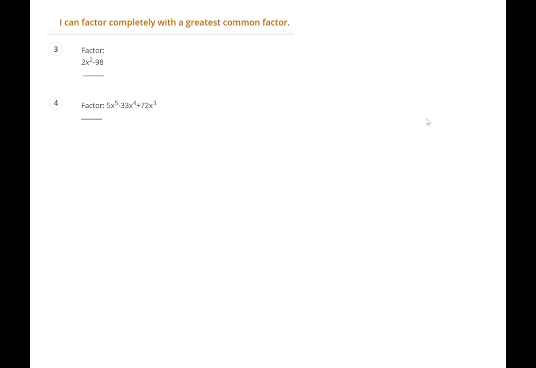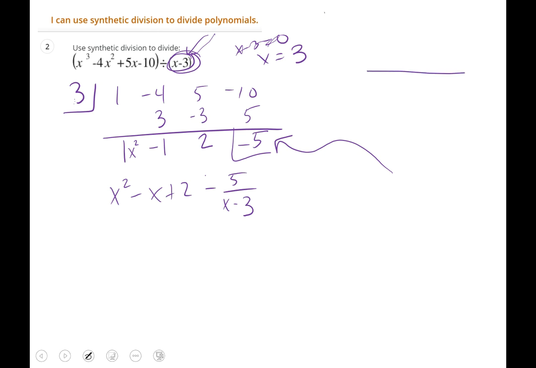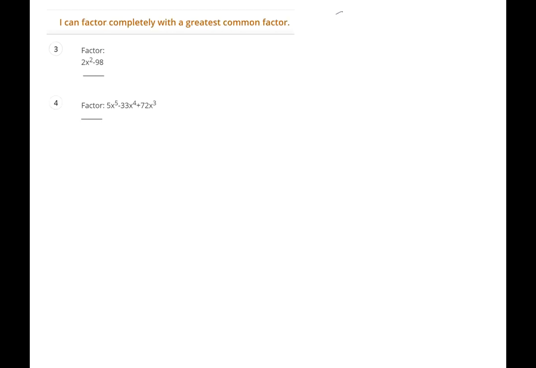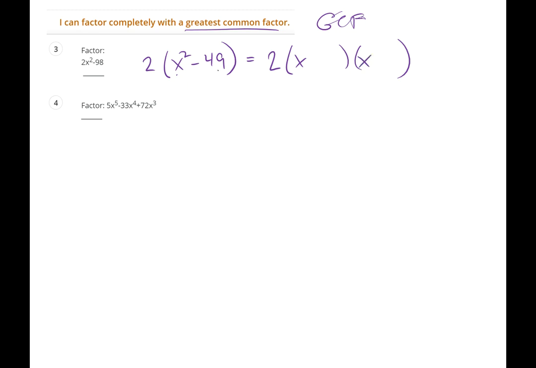All right, we're going to factor completely. So the first thing we always look for in factoring, the first rule of factoring, is a greatest common factor. It even says that right there. So looking at this first one, it looks like my greatest common factor is 2, and I'm left behind with x squared minus 49. I have two terms, so that's a difference of squares. So I'm going to take the square root of x squared, which is x, the square root of 49, which is 7, make one a plus and one a minus.